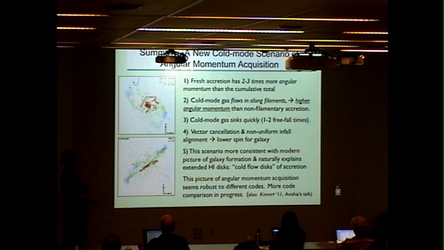And this whole scenario is more consistent with our modern picture of how galaxies form, instead of assuming gas follows dark matter. And it naturally pops out these cold flow disks, which might be what we're seeing in these extended HI disk observations. And this picture seems at least qualitatively robust to different codes. More work is in progress, but several other groups have looked at this, finding similar results, and we plan to compare different codes in the future to see how robust this really is.